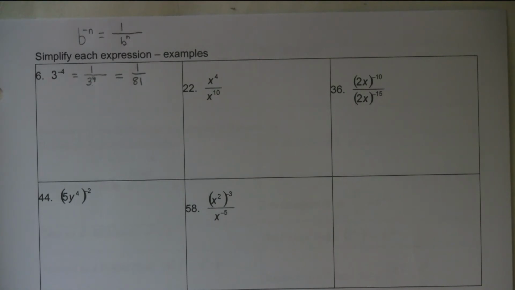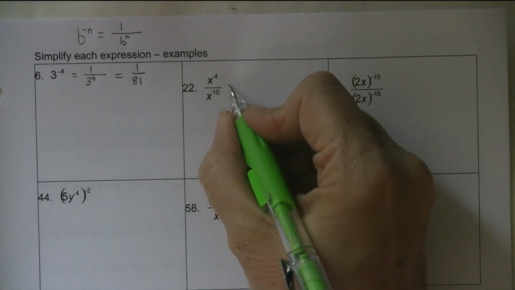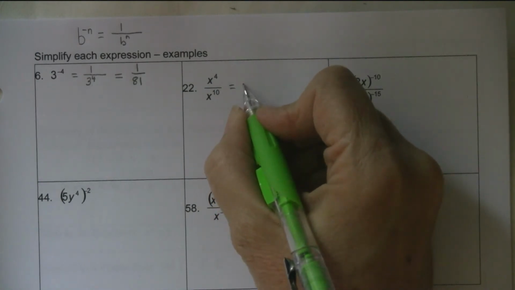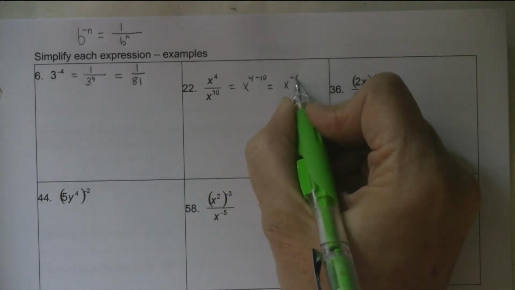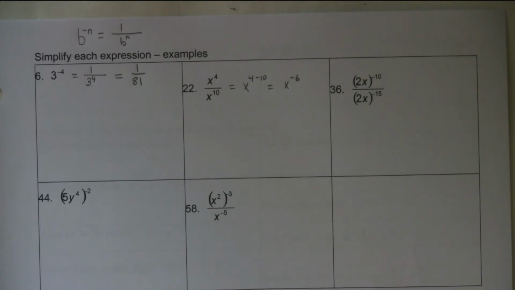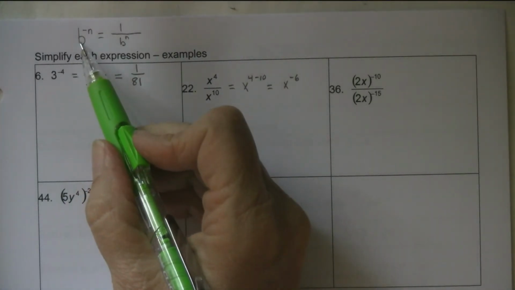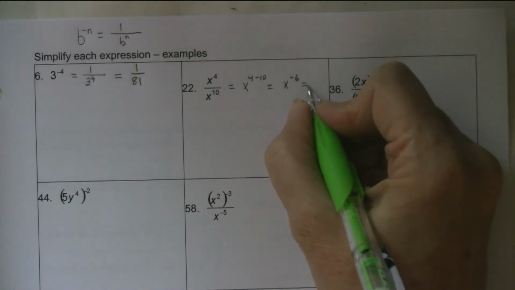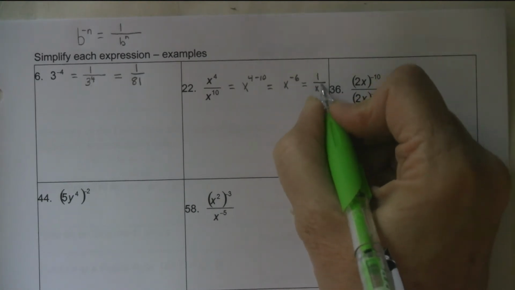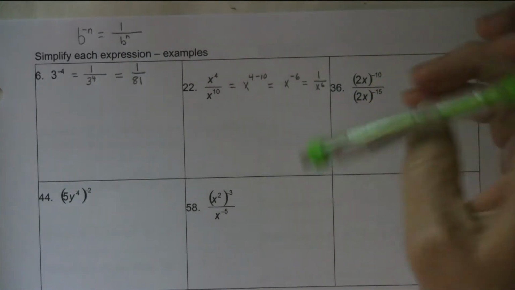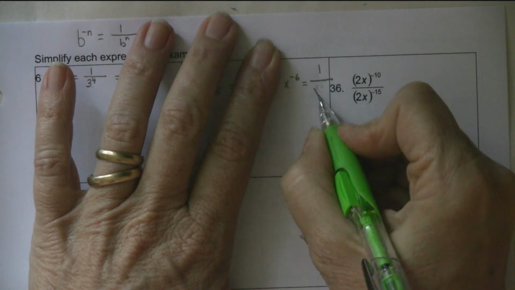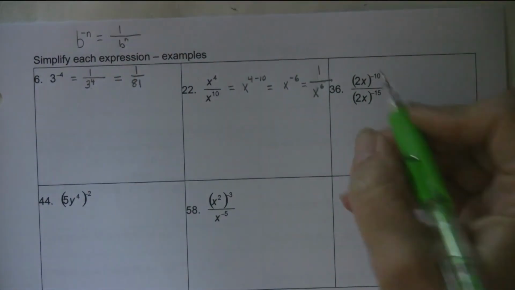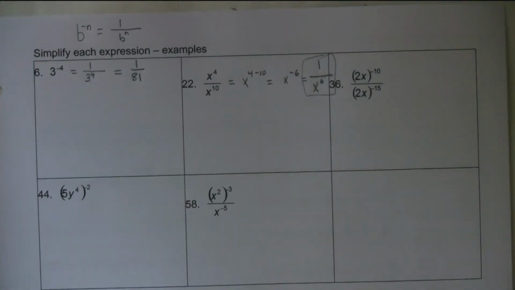Number 22 is not simplified because the base x appears more than once. And I can use, if I like, the quotient rule to fix that. And so this would be, if I use the quotient rule, right, x to the 4 take away 10, which is x to the negative 6. And now it's not simplified because it has a negative exponent. So then I can use the negative exponent rule, write it over 1, right? So this would be 1 over x to the 6th. And so exponent 6, I'm going to write that a little bit smaller. So this is 1 over x to the 6th, and there we have that one.